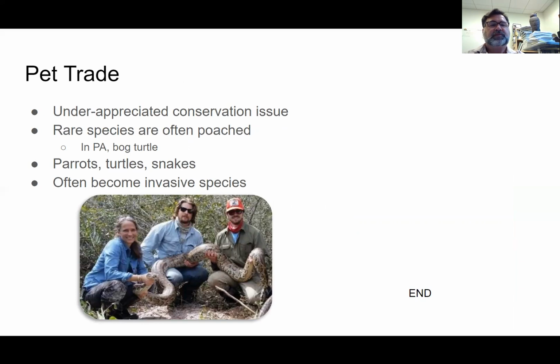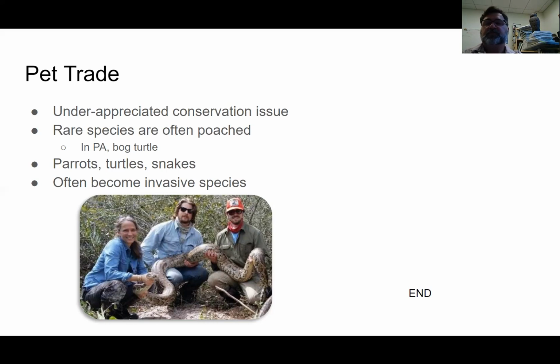And our last topic is the pet trade. It's what I would consider an underappreciated conservation issue. What I mean by that is it affects thousands and thousands of individuals and hundreds of species, and most people don't even think about it. And sort of the catch-22 for conservation is that rare species are often the species that are most hunted, and it's because they are rare. So I'll give you an example.